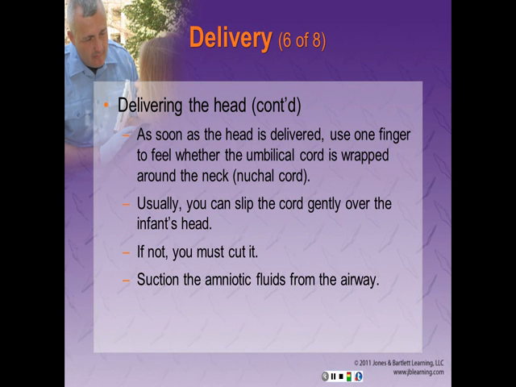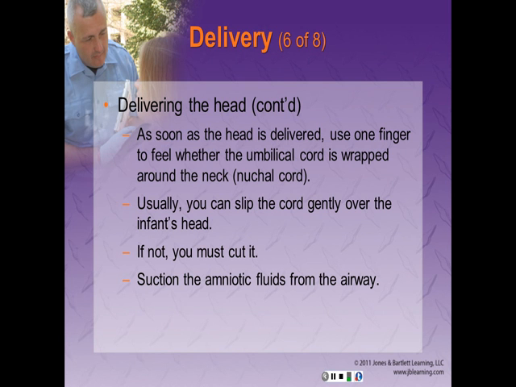As soon as the head is delivered, use one finger to feel whether the umbilical cord is wrapped around the infant's neck. This is commonly called a nuchal cord. A nuchal cord that is wound tightly around the neck could cause the infant to strangle. Usually, you can slip the cord gently over the infant's delivered head. If not, you must immediately cut it.